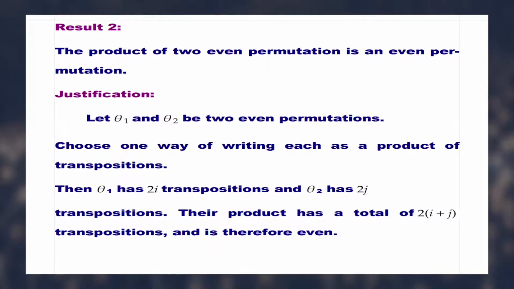Now, let's see result 2. The product of two even permutations is an even permutation. Let's justify it. Let theta 1 and theta 2 be two even permutations. Choose one way of writing each as a product of transpositions. Then, theta 1 has 2i transpositions and theta 2 has 2j transpositions. Their product has a total of 2 times (i plus j) transpositions and is therefore even.